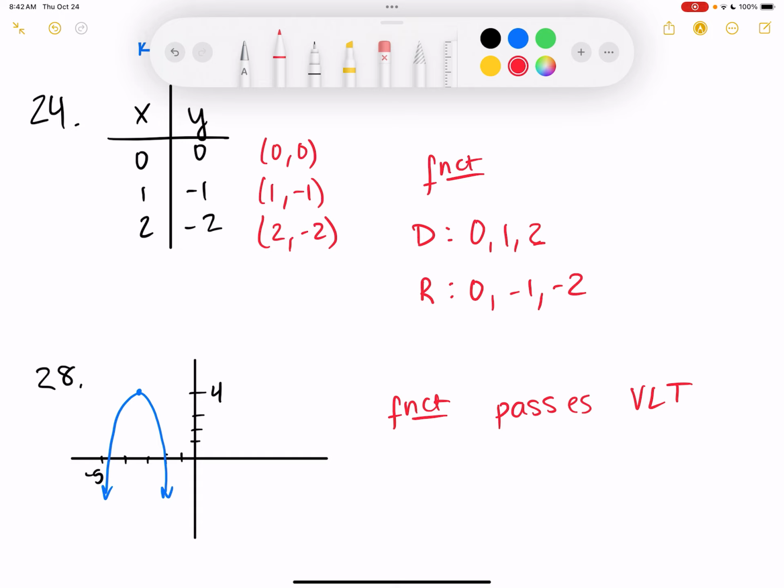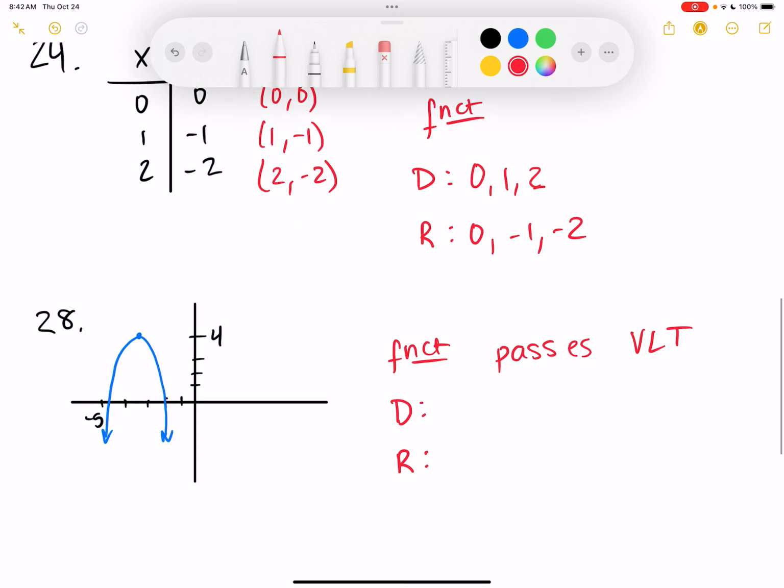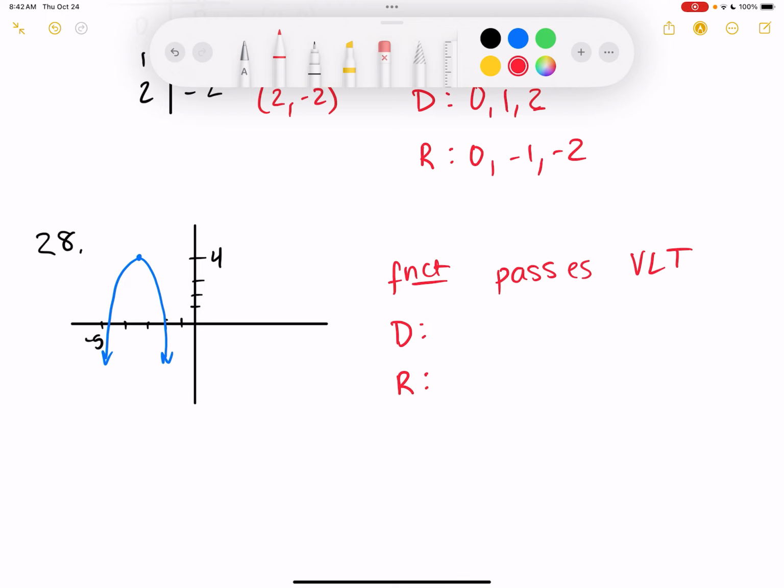These ones still want the domain and range. So the domain of a parabola, obviously we can only see a little bit of it, but if it kept going, it opens wide, and so it's going to end up covering all real numbers, regardless if it's flipped upside down or right side up. So it's like a fancy R for all real numbers. Or you can write negative infinity to infinity. I would take it either way that you write it.